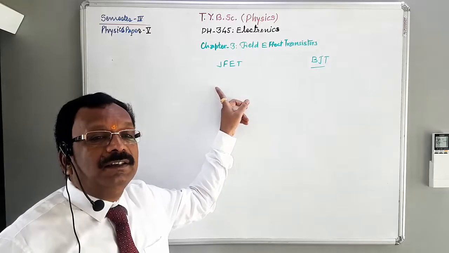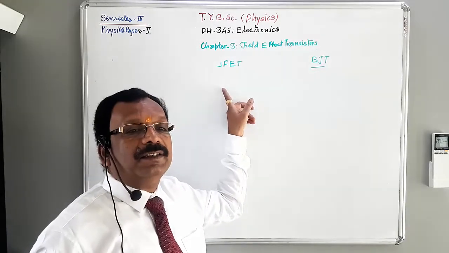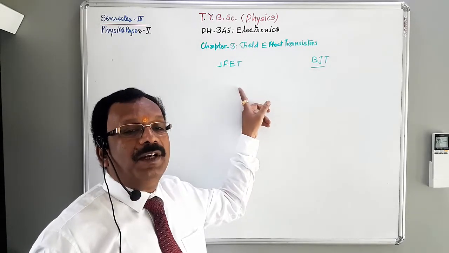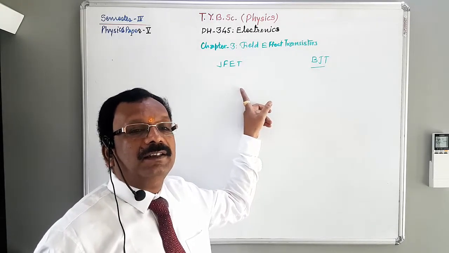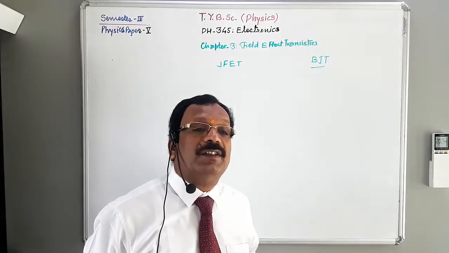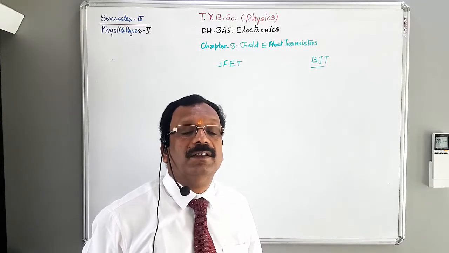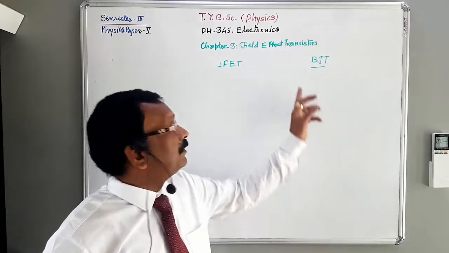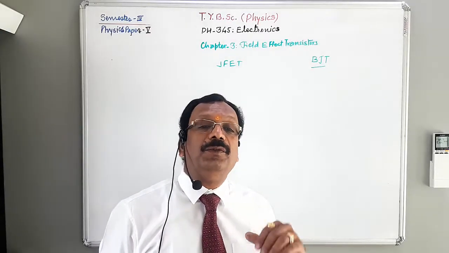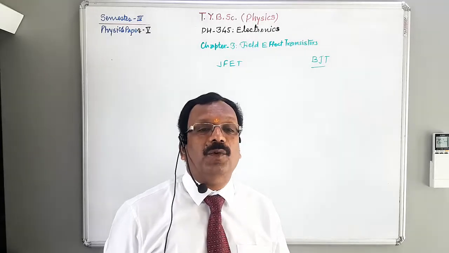Second thing, field effect transistor. JFET, or FET, is a unipolar device, that is, current conduction is due to either free electrons or conductive holes, whereas BJT is a bipolar device, that is, current is due to both free electrons as well as holes.